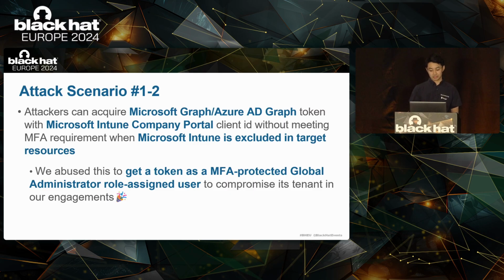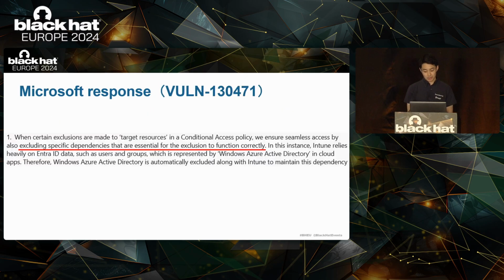We have seen these configurations in many enterprises, and in our red team engagements, this helped us to access Graph API as a global administrator user without MFA, and we could entirely compromise its tenant. I submitted this issue to Microsoft, and of course, this is also by design. What they said is that when you exclude some resource in a conditional access policy, then dependencies are also excluded at the same time. So when you exclude Microsoft Intune, then access to Graph API is also excluded from the policy internally. So this is why MFA could be bypassed, as we have seen before.